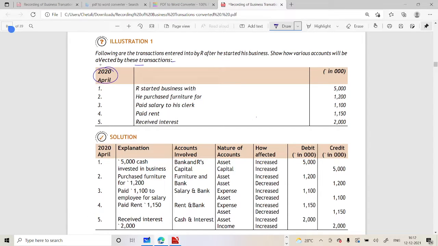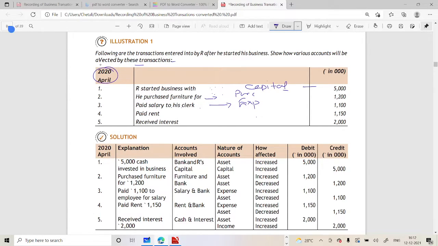The date is April 2020, and these are the recordings. R started business with cash, which means it's capital. He purchased furniture. See the two accounts and activities. This is very important; if you don't see these accounts, then it will be difficult. Then he paid salary to his clerk, which is an expense.